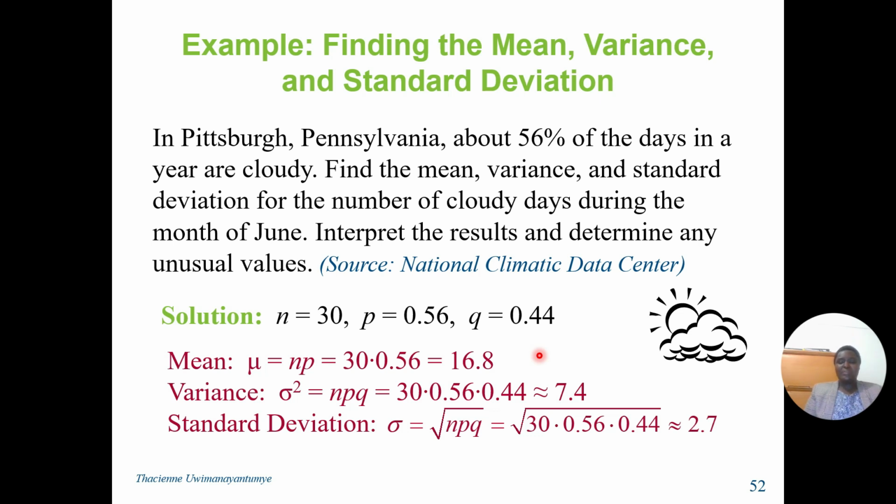Approximately, sorry for the disturbance. Yes, we will have approximately 17 crowded days. But the standard deviation is 2.7. What does it mean? And how do we find the unusual values?